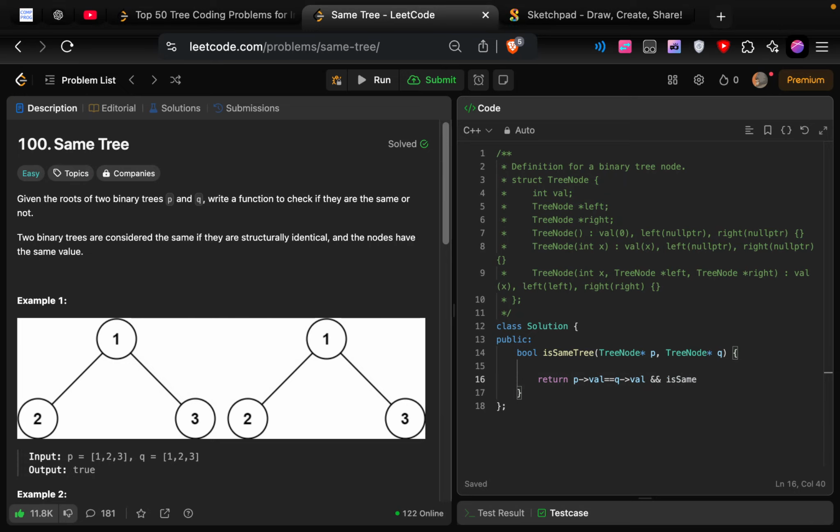Is same tree of p's left and q's left. Okay. And the second thing that you check is whether the right subtrees are equal or not. How do you check that? Same function recursively called, sending p's right and q's right.